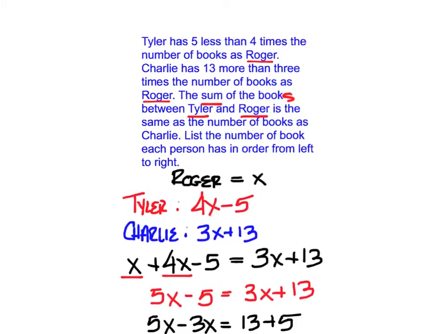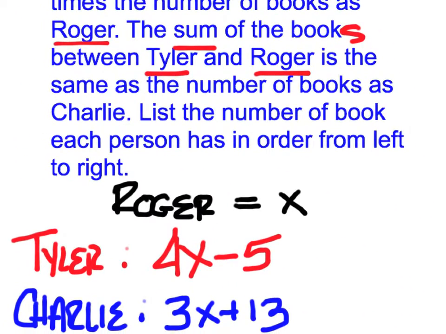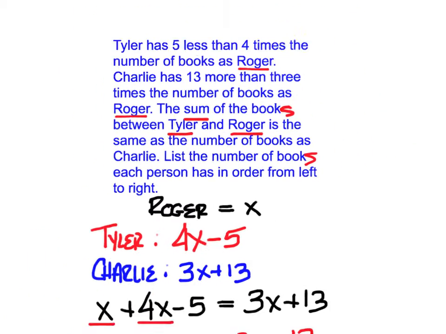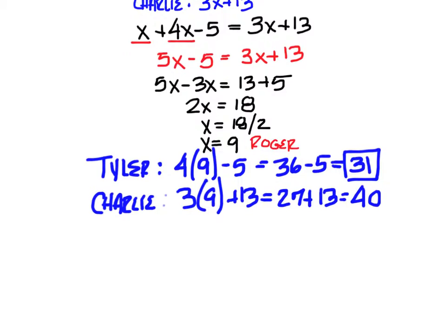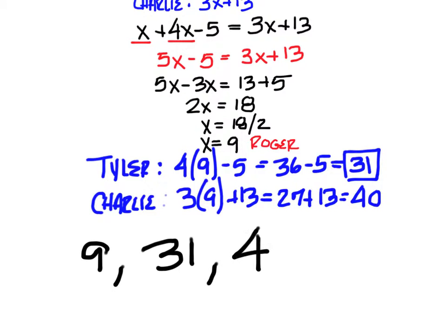Now the question said, list the number of books each person has in order from left to right. So we know Roger has 9, that's the lowest. The next highest is 31, and the next highest is 40.